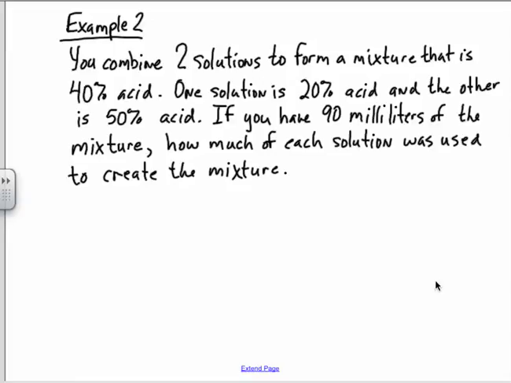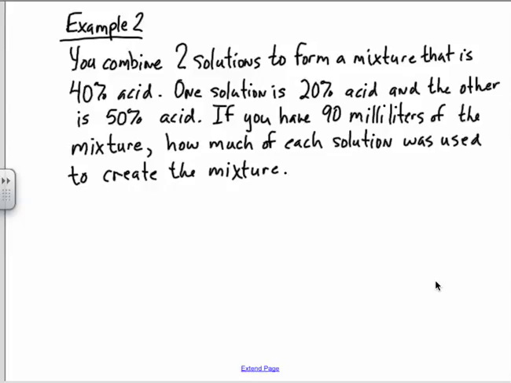Okay, example 2. Every algebra student's nightmare, the mixture problem. But it's not a nightmare. Let's read through it. You combine two solutions in Miss Murphy's class to form a mixture that is 40% acid. One solution is 20% acid and the other is 50% acid. If you have 90 milliliters of the mixture, how much of each solution was used to create the mixture?